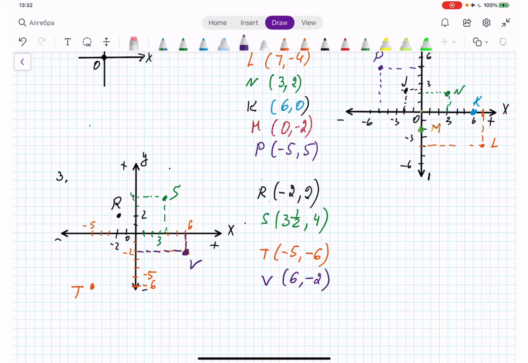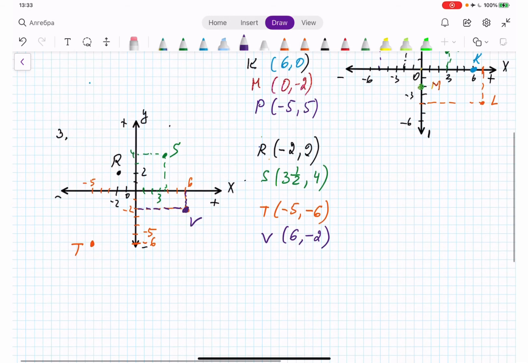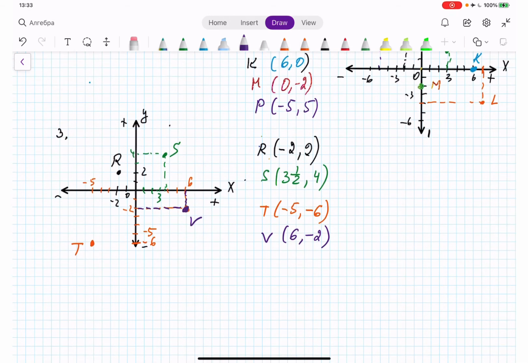Question number 4. Okay. So question number 4 is going to be very similar to number 3, so you can do it the same way. Points are given. We need to identify, see number 3. Same way.